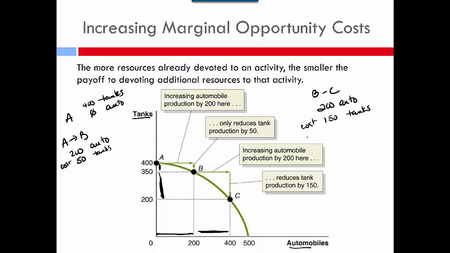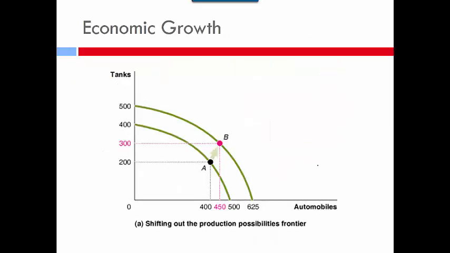One of the really important concepts in macro is economic growth. So this represents economic growth. Remember we said, if we're looking at this curve right here, this first one, right here, point B is unattainable, right? We cannot produce 450 automobiles and 300 tanks. But if we can push that production possibilities frontier out like this, we can get that, if we can increase our resources.